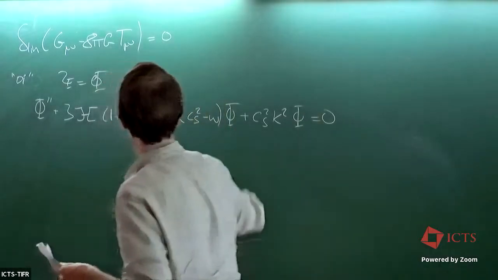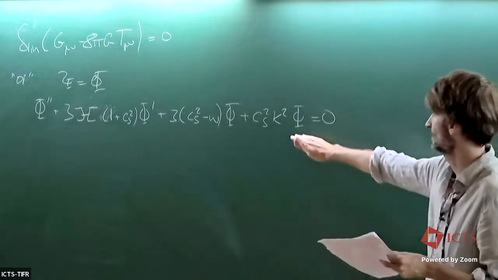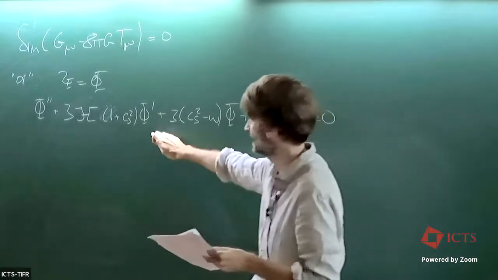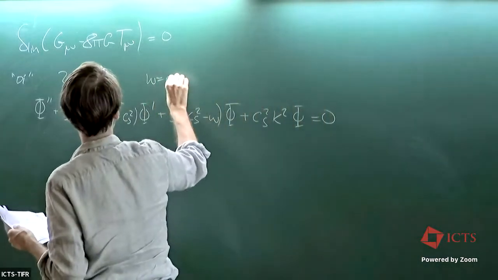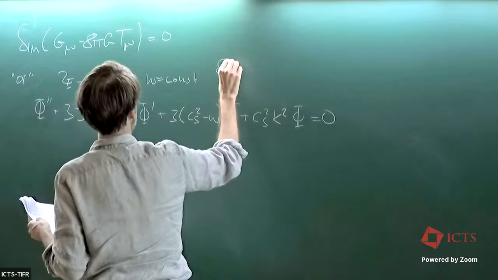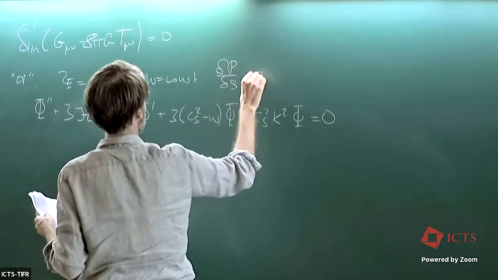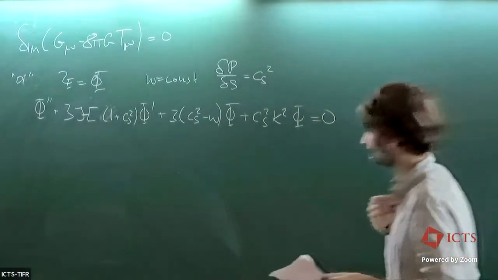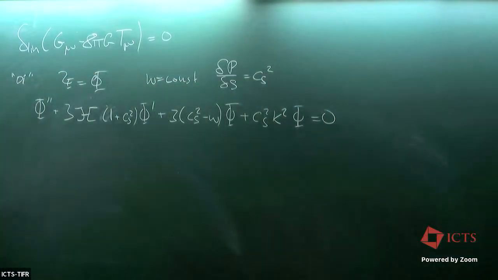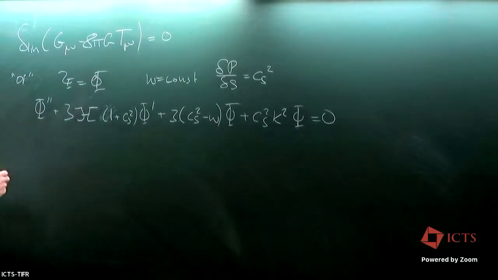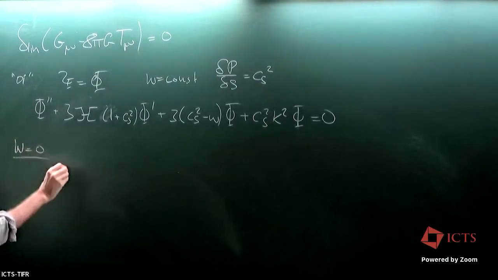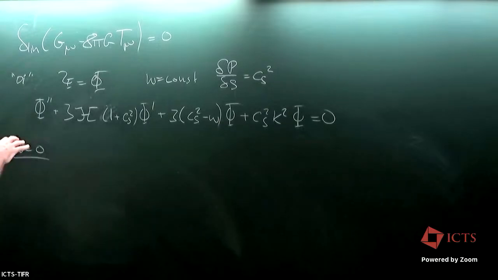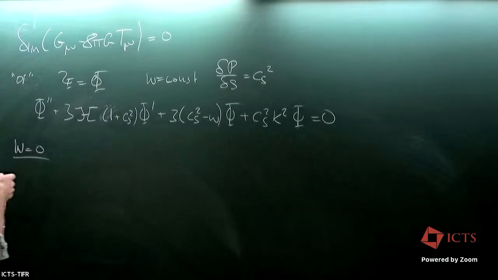Okay, so this you get from Einstein's equations as a closed form equation for phi, if you assume that w is constant and delta P over delta rho equals the sound speed squared. That equation we can again look at in different cases. So let's look at w equals 0. So assume we are in matter domination. This should be the dominant behavior.